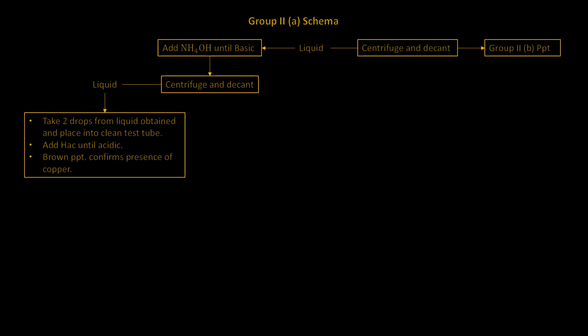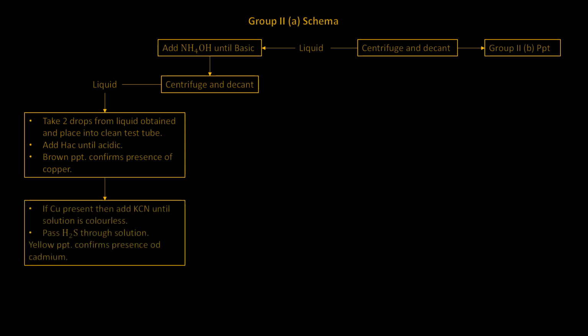Start with the liquid portion, that is, the filtrate. Take 2 drops of the liquid and place it into a clean test tube. Add some acetic acid until it's just acidic. If a brown precipitate appears, this confirms the presence of copper. The copper will mask the cadmium.